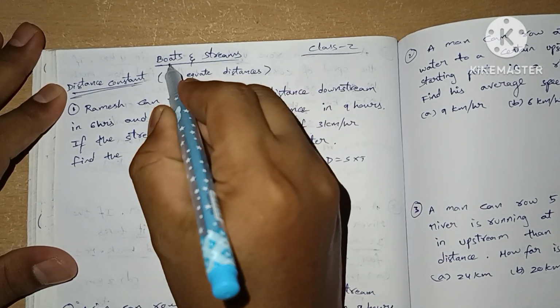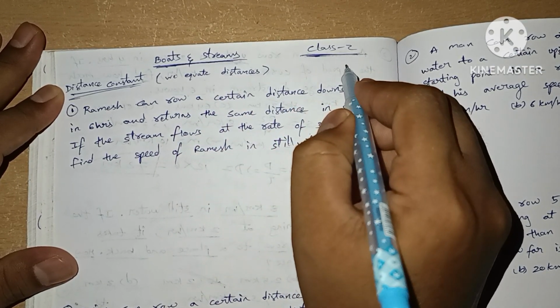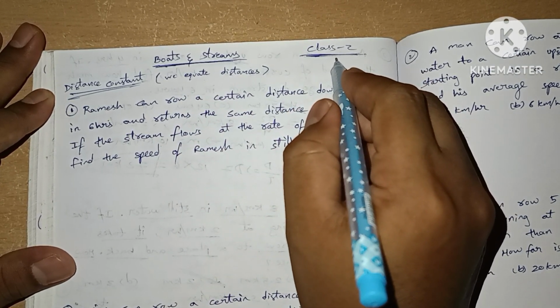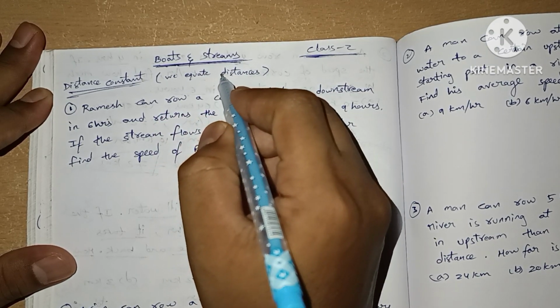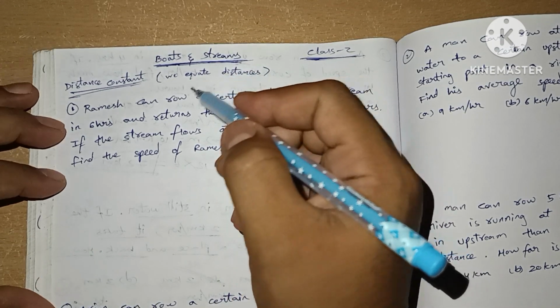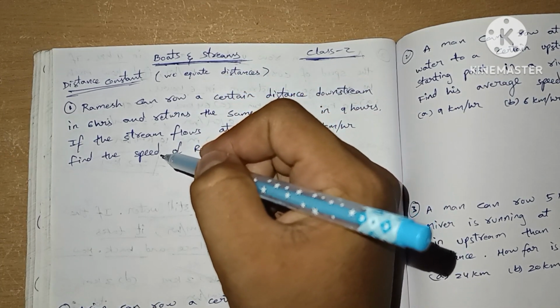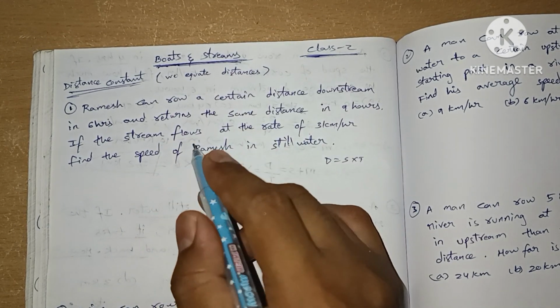In this video, we are going to see the topic called boats and streams, and it is class 2. In the previous class, we learned the basic concepts of boats and streams and solved some questions. We solved most of the questions and left only a few related to this topic, which we are going to solve today.